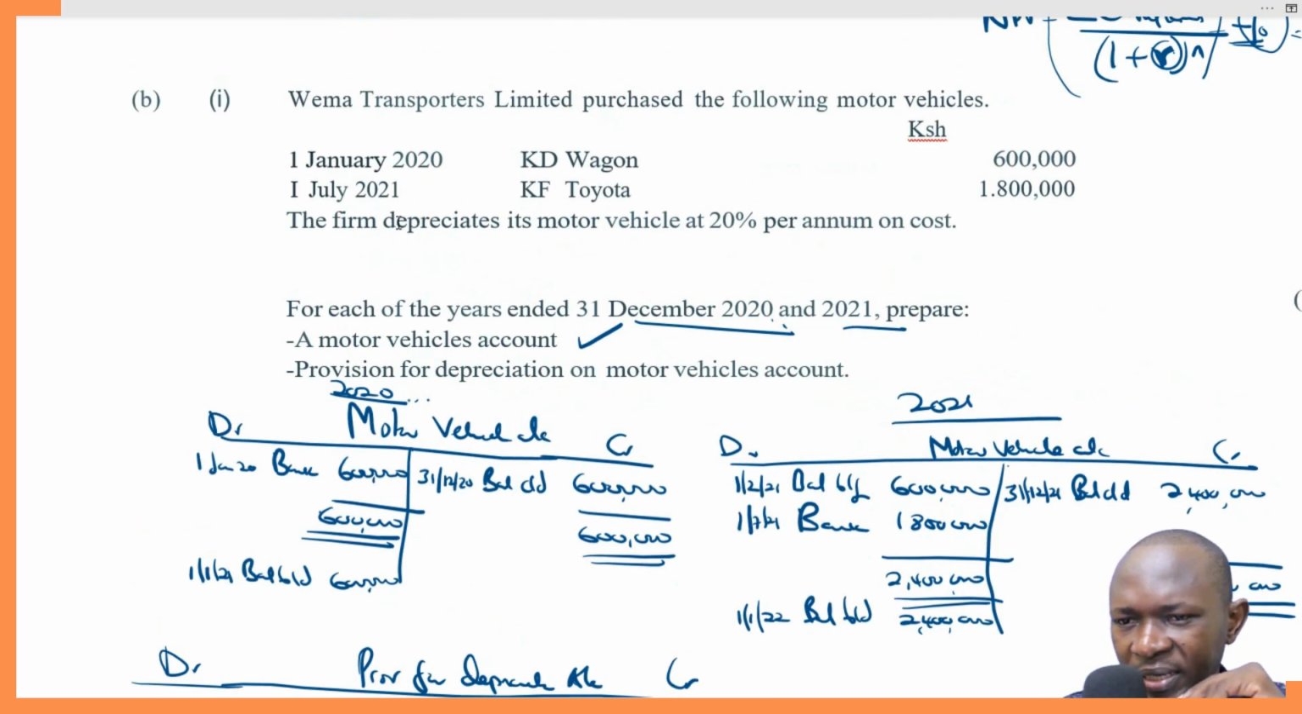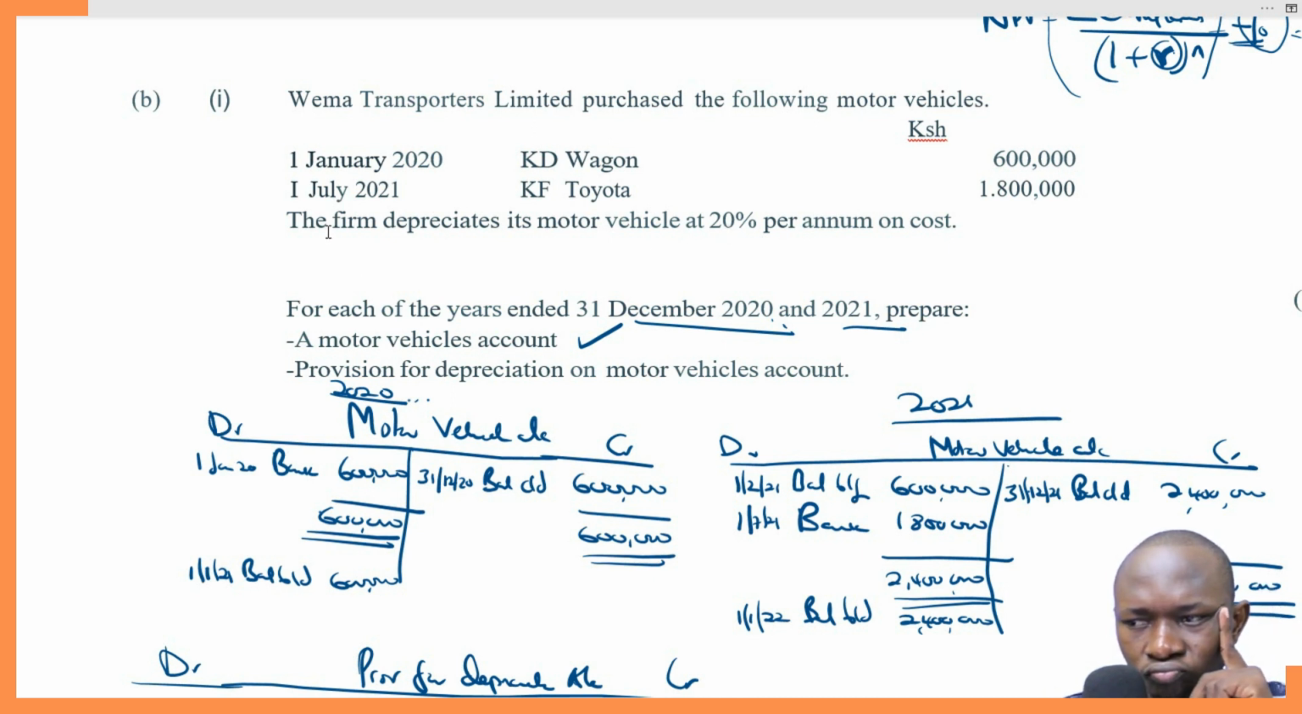So we'll come here and say, in January, provision for depreciation of motor vehicle account. The firm depreciates its motor vehicles at 20% per annum on cost.